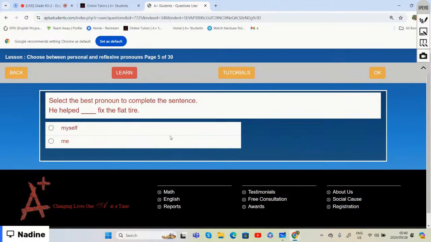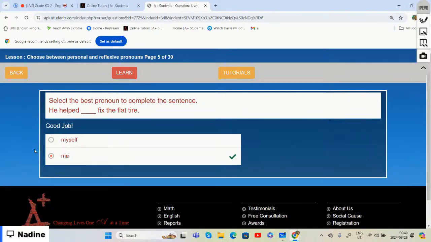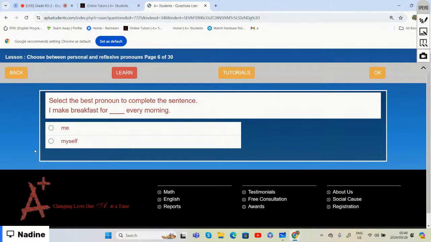And if we were to choose the correct option, then yes, we can say he helped me fix the flat tire. He helped me. So that is a personal pronoun. He helped me. So well done. Me is correct. Let's look at the next one.